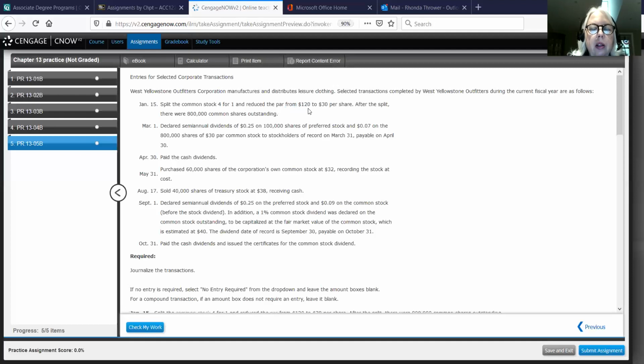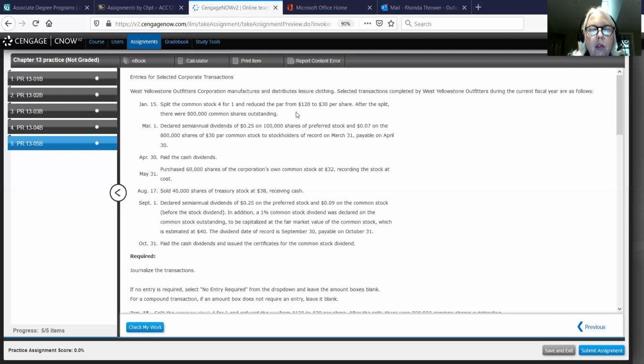Before the stock split, the par value was $120. If we divide $120 by 4, since they split the stock 4-to-1, the remaining par value will be $30 per share after the split. So it splits the par value, it gives the stockholders more shares of stock, and it reduces the market price. That's why we would do a split.